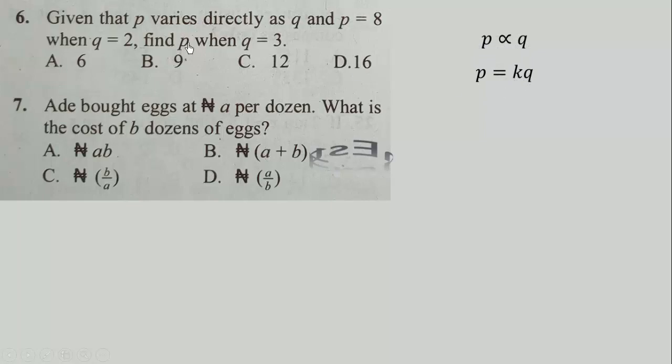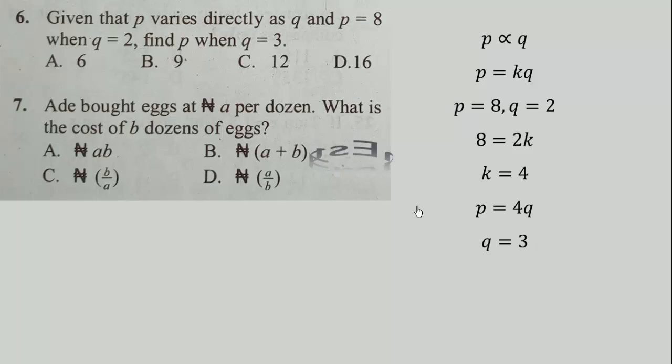What we do next, we're given the values of P and Q, so we plug them in to find K. So when P equals 8 and Q equals 2, we get the equation 8 is equal to 2K. We solve for K to get 4. Now what do we do next? We put this K back into this equation to get P is equal to 4Q. Now we want to find P when Q is equal to 3. So that will be 3 times 4, and that will give us 12.